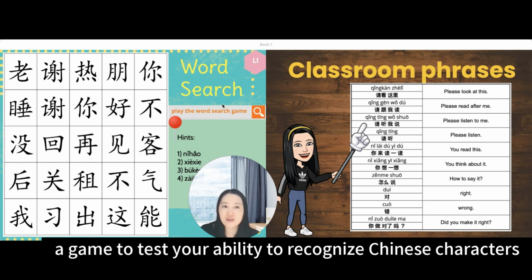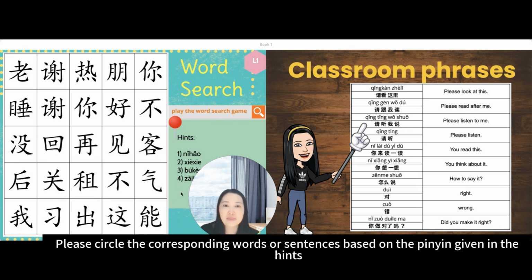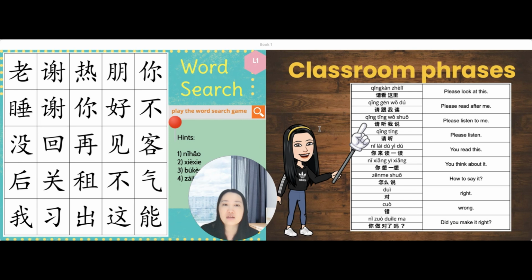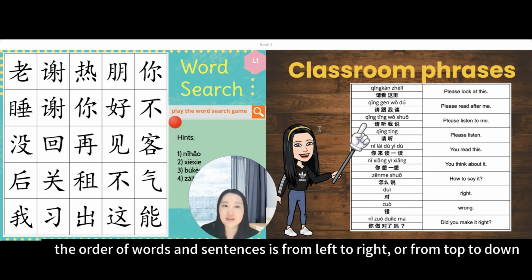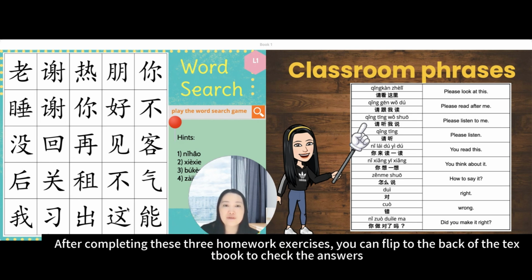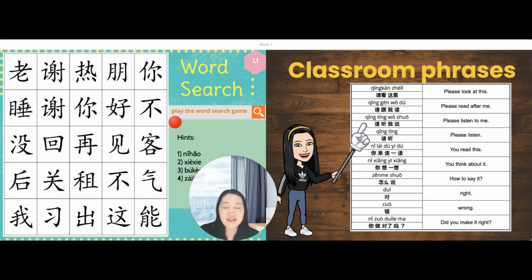It is a game to test your ability to recognize the Chinese characters. Please circle the corresponding words or sentences based on the pinyin given in the hints. Please note that the order of the words or the sentences is from left to right or from top to down. After completing these 3 homework exercises, you can flip to the back of the textbook to check the answer. Now let me introduce some commonly used classroom phrases.